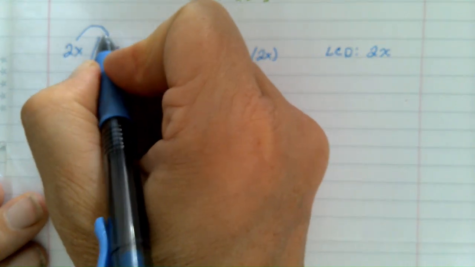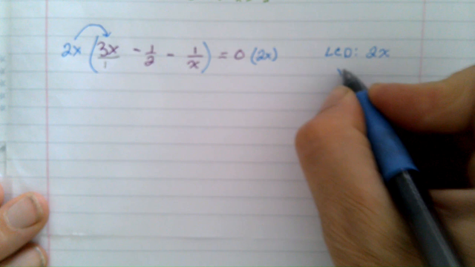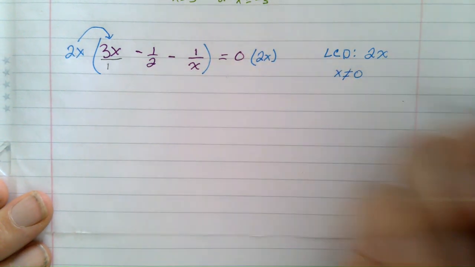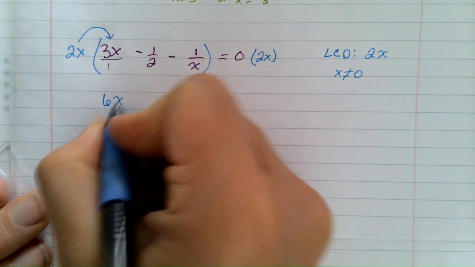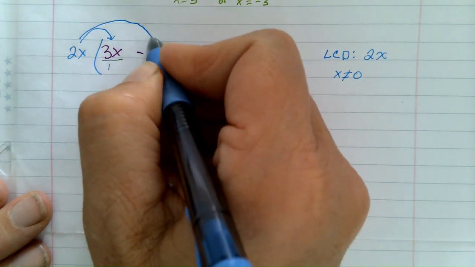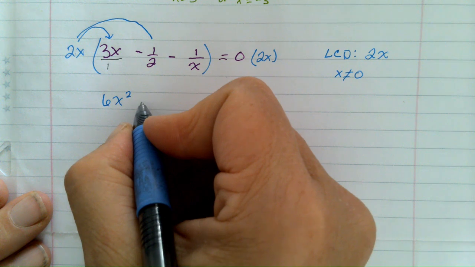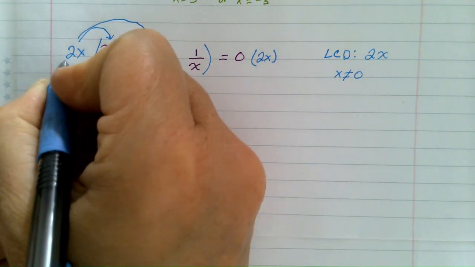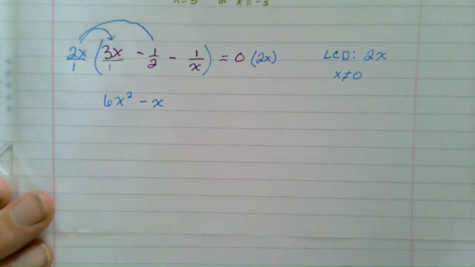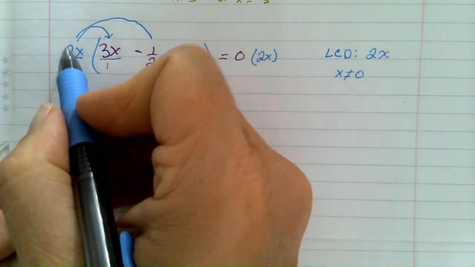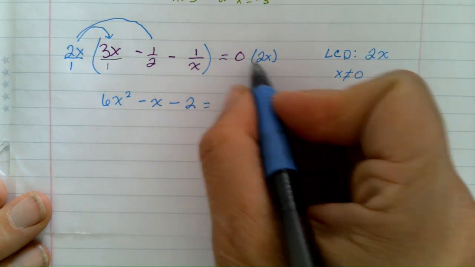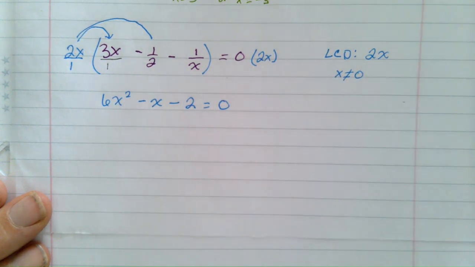So 2x times 3x, which, also note x cannot be 0 because of this fraction right here. All right, so we wind up with 6x squared. 2x times 1/2 would be 2x divided by 2, and 2x divided by 2 is just x, because remember this is technically over 1. And 2x times 1 over x is just 2. And 0 times 2x is 0.